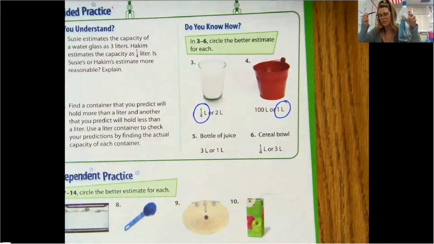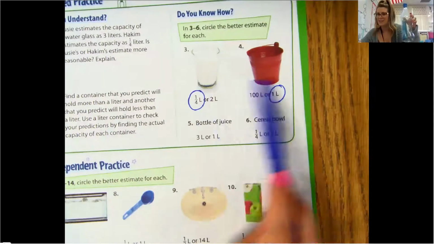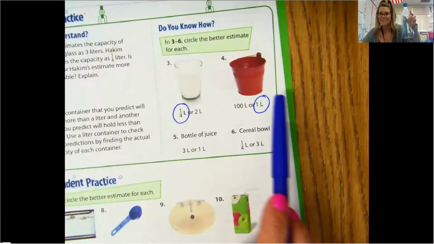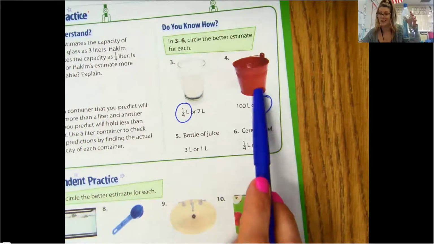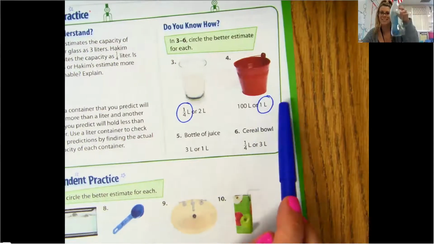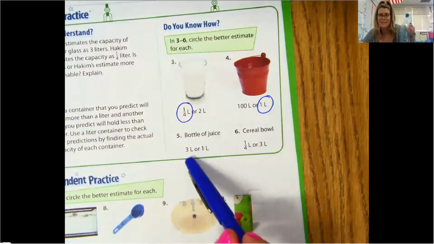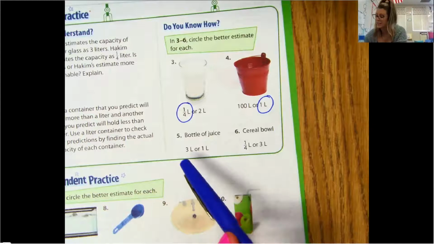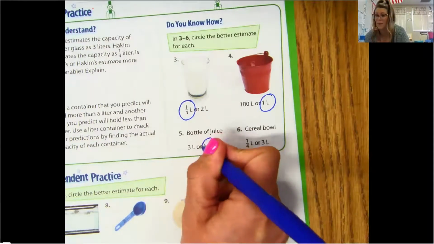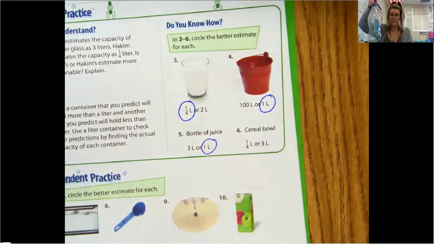Okay, well, I'm going to also refer back to this. If a whole bucket, and I guess it's not a very big bucket, but if a whole bucket is just 1 liter, then a bottle of juice is not going to be 3 liters. I guess it'd have to be 1 liter. That makes more sense. 1 of these, right?